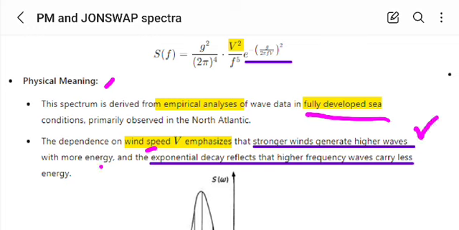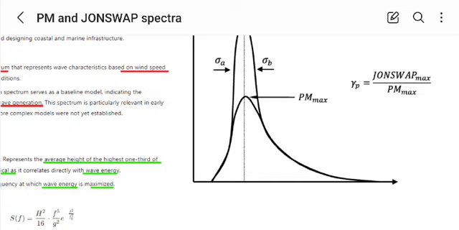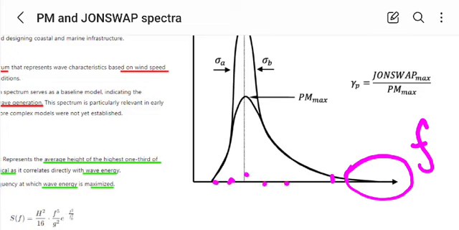And the exponential decay, you see e power minus g by 2 by f squared. That exponential decay reflects that at higher frequencies, the waves carry less energy. You can see this from this fact. Here the frequencies are higher, but it carries less energy. That means longer waves carry a lot of energy. These are the longer waves. So longer waves carry a lot of energy compared to the shorter waves. Shorter waves mean a higher frequency. If the frequency is more, it will carry less energy.